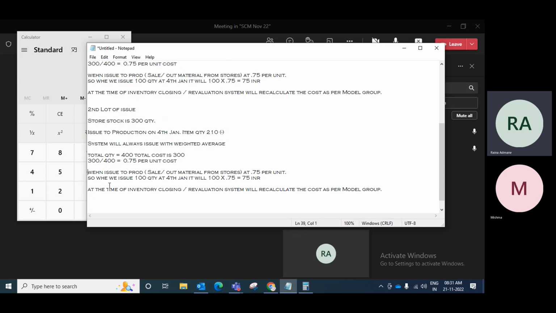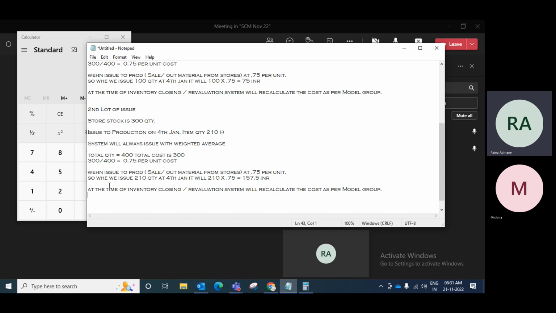When you issue to production at 75, at the time of weighted average, it will be 210 at 75. How much is it? 150 plus 7.5, so 157.5. Correct? This is the total cost.